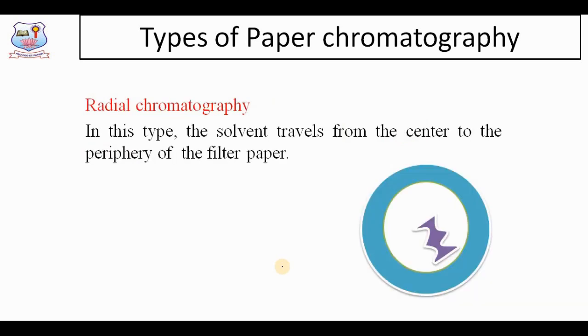Radial chromatography: the one which is given at the center of the paper is called a wick, a strip of thread. This strip is used to conduct the solvent, and the sample is loaded at the center of the paper, and in this assay the sample will be separated in the form of concentric circles, right? Because the solvent moves from the center of the paper towards the periphery.